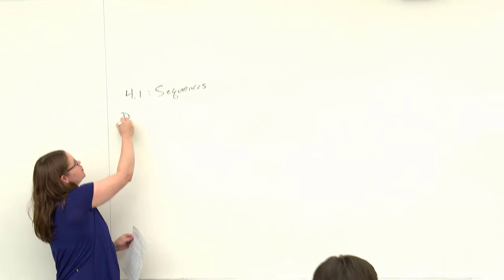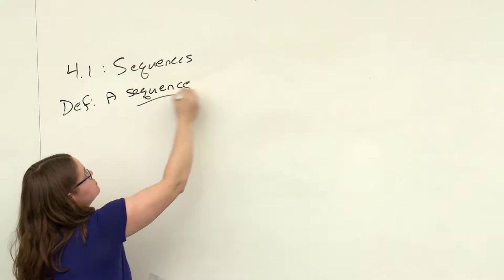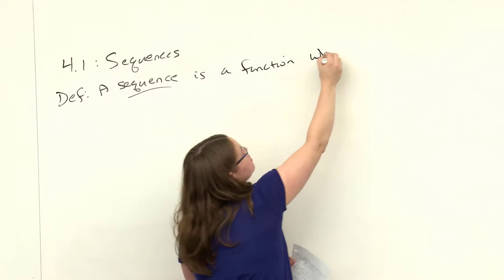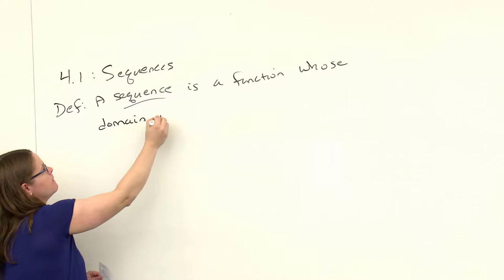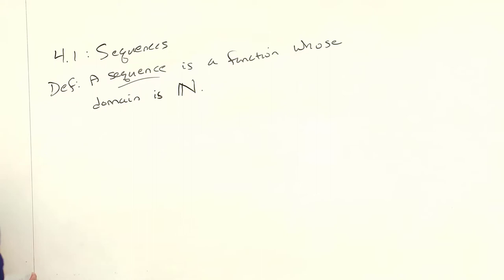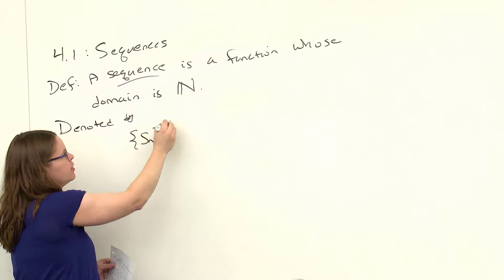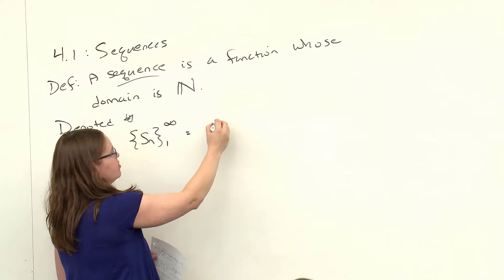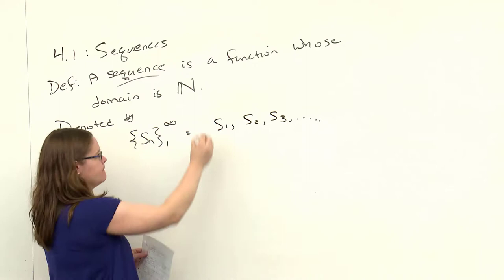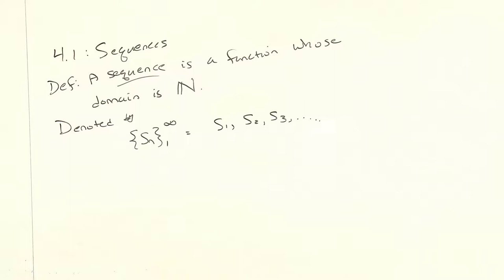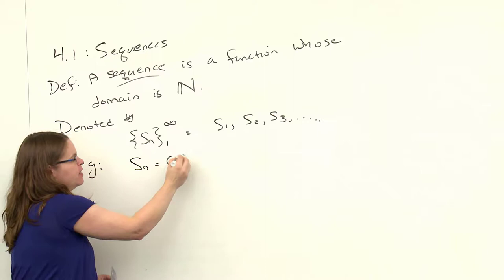A sequence is a function whose domain is the natural numbers. Right, and we typically would write it this way. So you could write it as, okay, the general term is Sn, n going from 1 to infinity, right? And then you get this sort of list, S1, S2, S3, and it keeps going. Or if you're lucky, you have a formula for the general term. So you might have something like Sn equals minus 1 to the nth power.